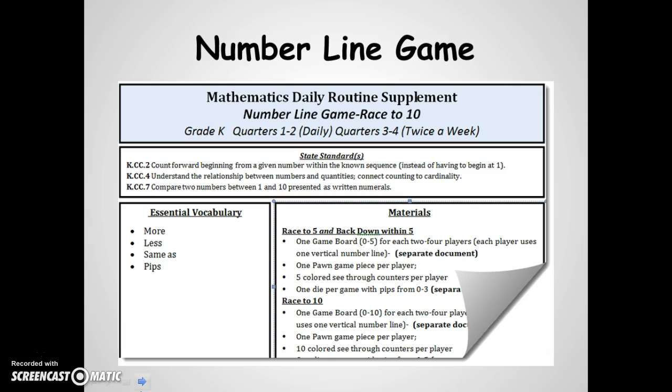There are 3 versions of the number line game within this daily routine. There's a race to 5, the vertical number line game, race to 10, the vertical number line game, and a back down within 5, vertical number line game. Accompanied with this daily routine is an implementation chart as well as teacher model questions that increase in complexity. The format for this daily routine goes back and forth between whole group, teacher explicitly modeling the thinking and the actions of the game, to small group, where students are actually playing and participating in the game with a partner.